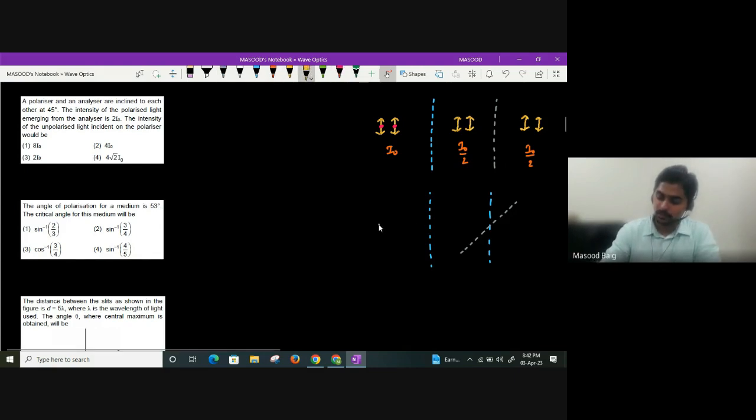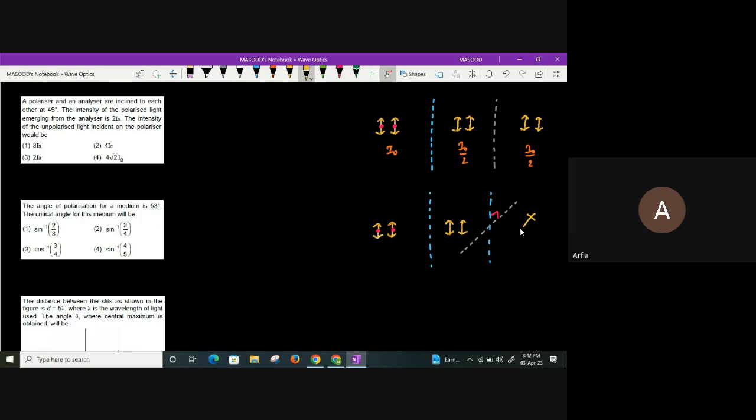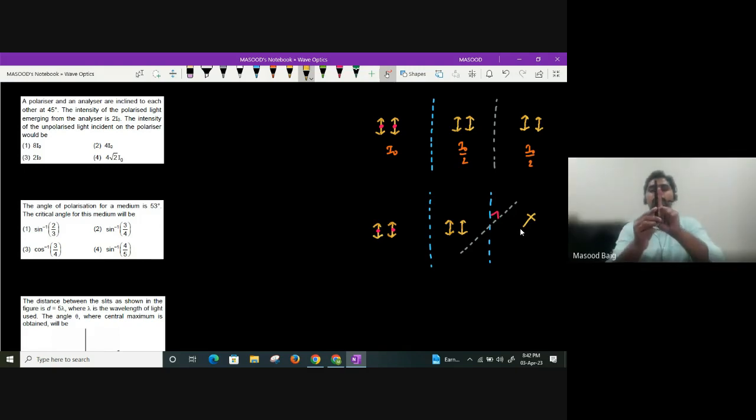Initially we have unpolarized light incident on our polarizer. From this I am going to get polarized light like this, so our electric field vectors are in this manner. However, the transmission axis of the analyzer is now in this manner. Will the polarized light be able to come out of the analyzer? No. So is there any light finally? No light at all. This is when the polarizer and analyzer transmission axes are perpendicular to each other.